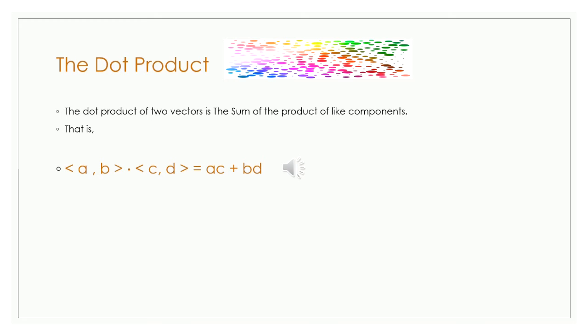What you do to create the dot product is you multiply like components. So A times C, they're both first components or X components, and you multiply B and D. They are both Y or second components, and you add the products. So given vector AB and vector CD, the dot product is A times C plus B times D, and again that will be a number. It's not a vector, it's a number.